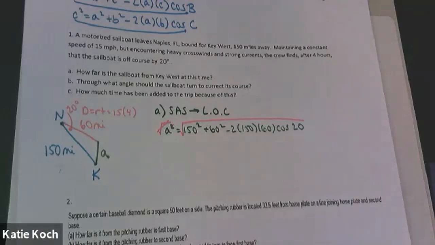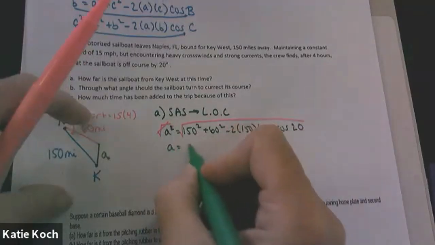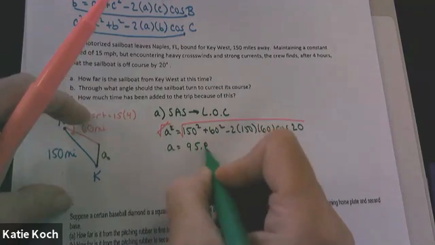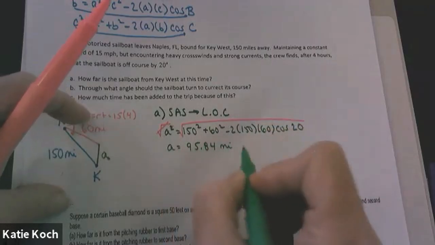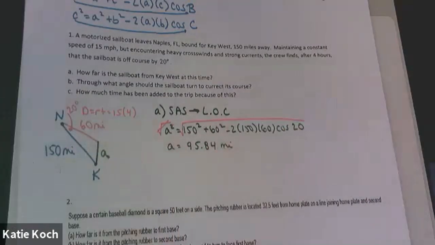Nicely done. Okay, in the chat, you guys, they are getting 95.84-ish miles. Is that okay? Good. I see lots of nodding heads. Awesome. Now, we're not done. In part B, it says, through what angle should the sailboat turn to correct its course?